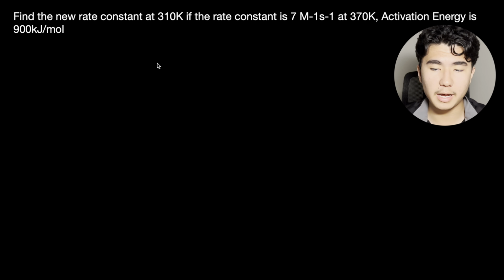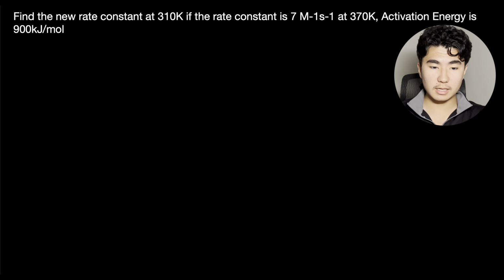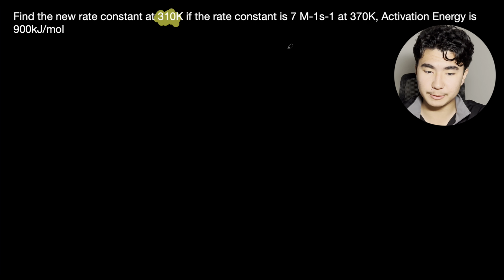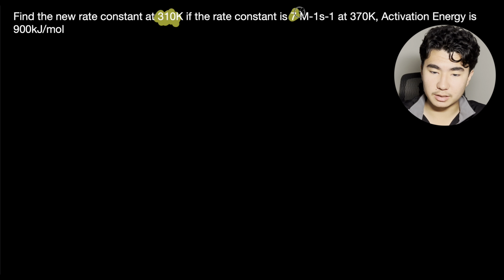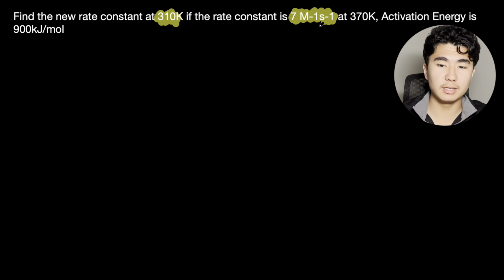Alright, so let's look at an activation energy problem using the Arrhenius equation. It states, find the new rate constant at 310 Kelvin. Kelvin is an important part of our Arrhenius equation, and it says the rate constant is 7. This is second order because the units are M to the negative 1 times s to the negative 1.